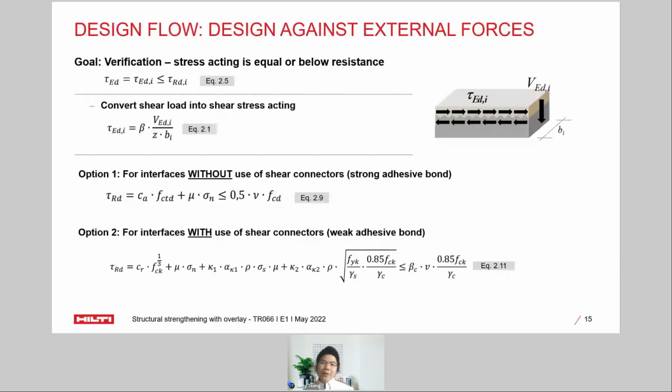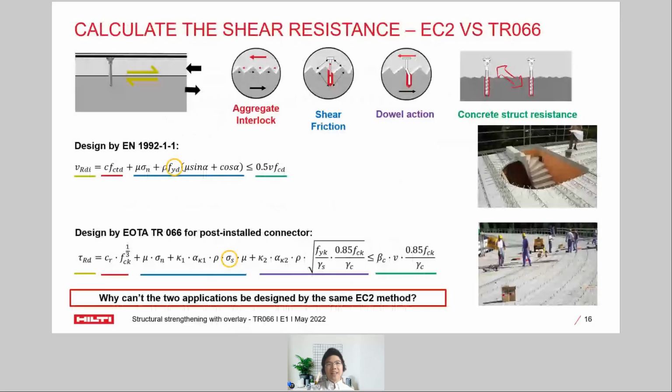Now we go deeper into these formulas. Here I show you the formula from EN 1992, which is the formula for shear connectors, mainly for semi-precast concrete. The formula below is the same one you saw on the previous page, coming from AOTA TR66 for pre-installed shear connectors.